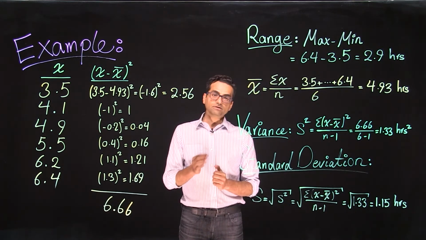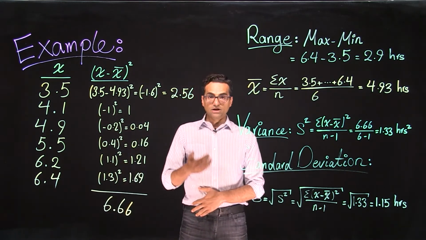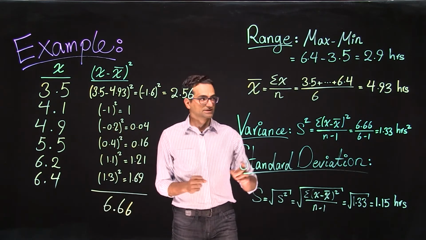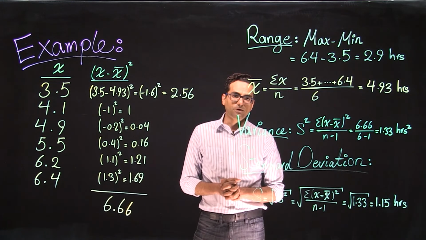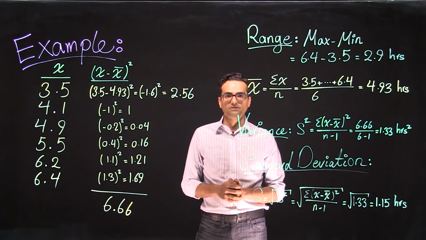All right, so to calculate the mean, all you have to do is add all values and divide by the number of data points. So the sum of all these values divided by 6 is going to give me 4.93 hours. That's the mean of my sample. Now that I have the mean, I can use this formula to calculate the variance for my data.